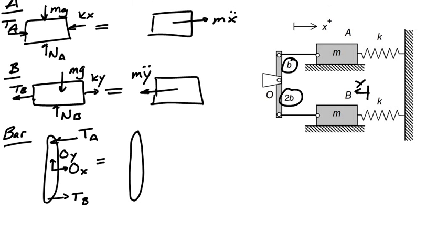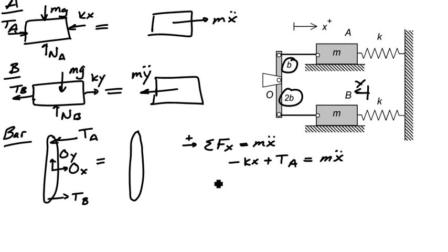Now, how do I go about solving this? Well, I go about solving it just like we have a lot of the other problems in this class, and I'll eventually deal with the small angle assumption. So I'm going to start with block A, and I'm going to sum forces in the x direction and set that equal to m times x double dot. This, of course, is a positive to the right summation. And if I do that, I'll have that minus kx plus T sub A is equal to m times x double dot.